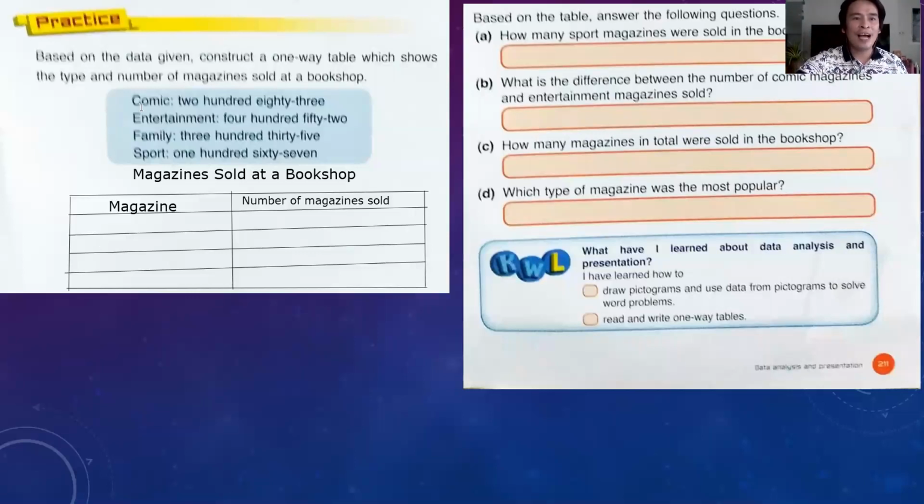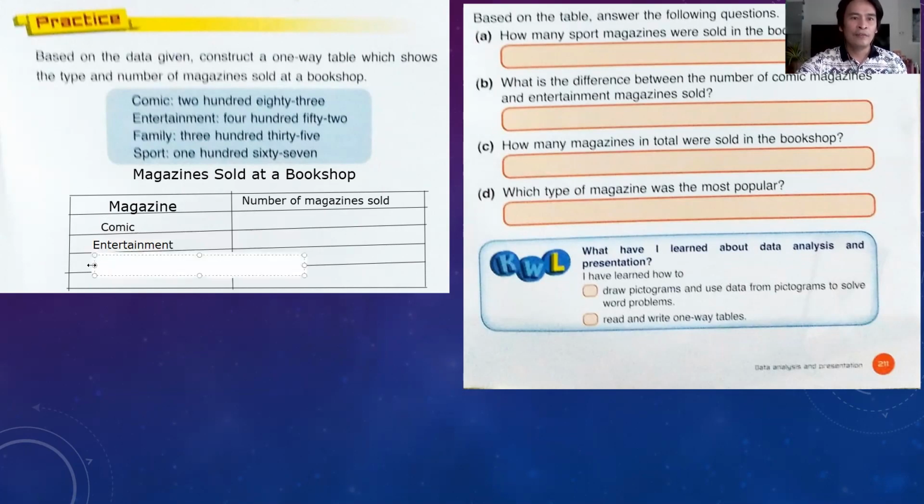So what is the first kind of magazine? Comic. C-O-M-I-C. So in 10 minutes, you have to go back. Okay, after 10 minutes, comic. Second is entertainment. Entertainment, about your favorite superstars. Comic, about cartoon characters, something like that.